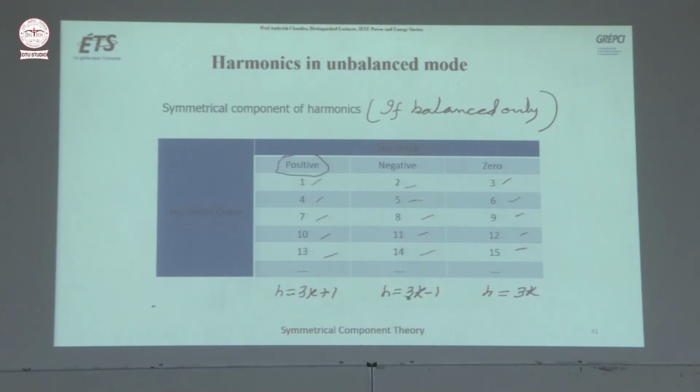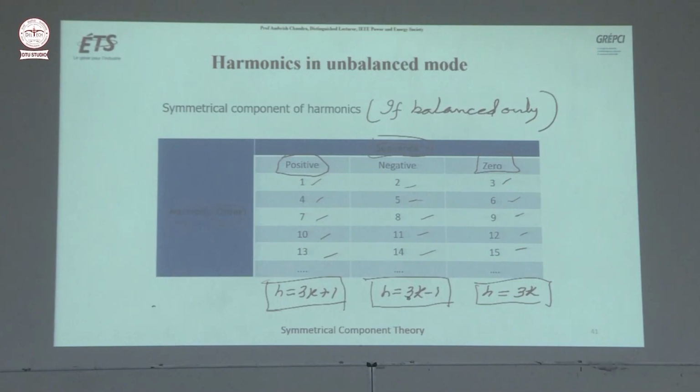For positive sequence, this is the equation: h equals 3k plus 1. For negative sequence, h equals 3k minus 1. And for zero sequence, h is equal to 3k. So these equations you can use.